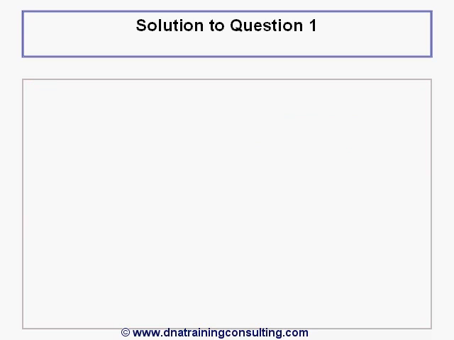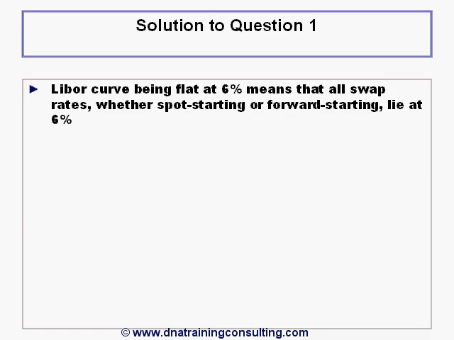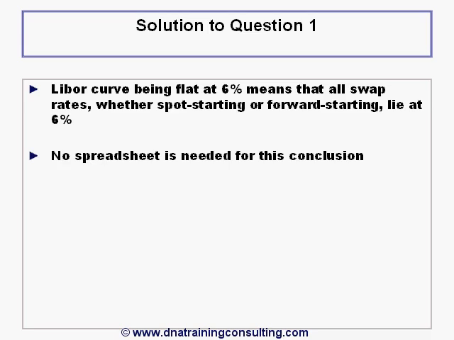Solution to question 1. The LIBOR curve being flat at 6% means that all swap rates, whether spot starting or forward starting, lie at 6% as well. No spreadsheet is needed for this conclusion.